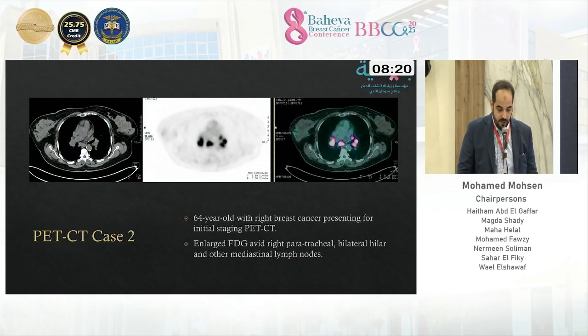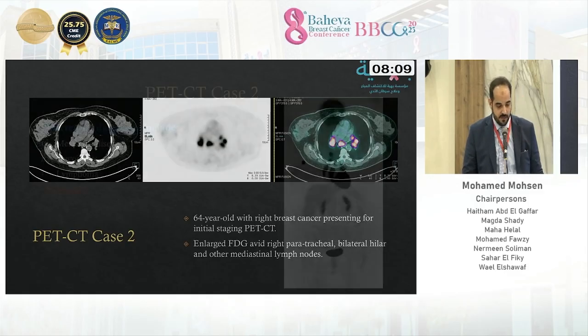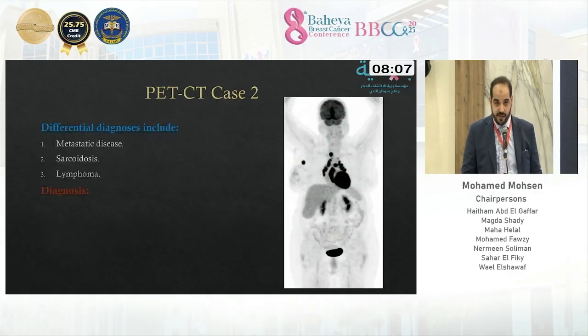This is a 64-year-old with right breast cancer presenting for initial staging PET-CT, which showed enlarged FDG-avid right paratracheal, bilateral hilar, and other mediastinal lymph nodes. The differential diagnosis includes metastatic disease, sarcoidosis, and lymphoma. Core biopsy was done and revealed sarcoidosis. This is an example of a false positive in PET-CT.